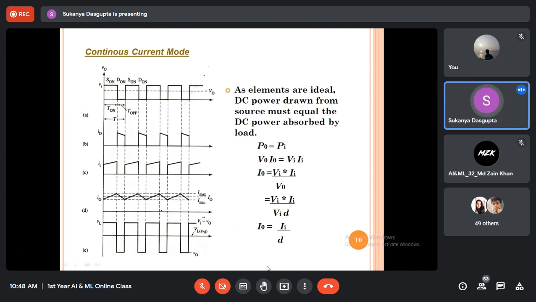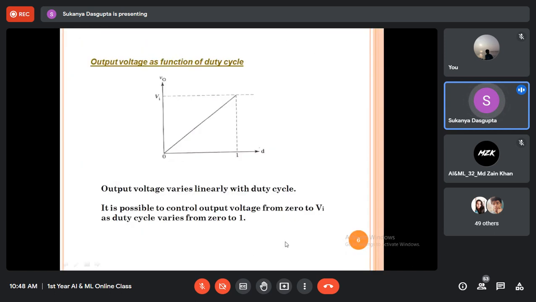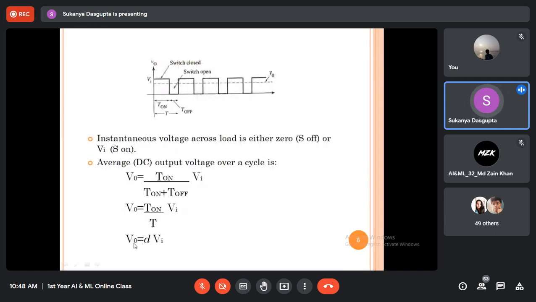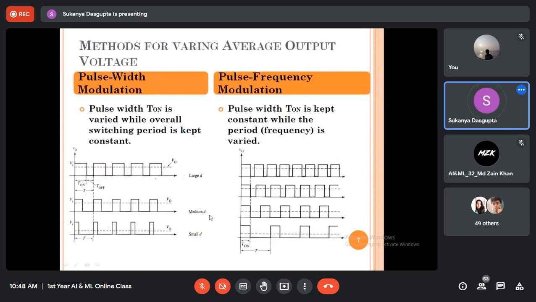So from this, we can simplify the expression of output current as I0 equals Ii by D. Previously, we have seen the expression of output voltage V0 equals D times Vi. This is the expression of output voltage for the buck converter.